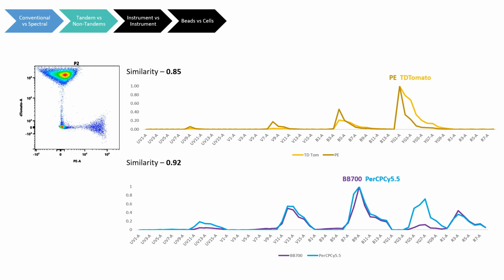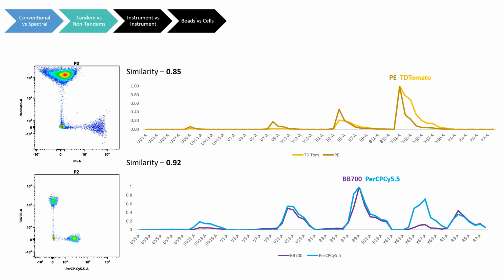Here is BB700 and Percy-PSI 5.5 normalized signatures. Again, two signatures that peak in the same channel and share a similarity of 0.92. However, there is enough difference in their signatures, particularly in the yellow-green region, that when I'm mixing them, the spread is much less. You will also notice that there is a distinct brightness-related difference here. The Percy-PSI 5.5 and BB700 are dimmer than the PE and TD tomato. This absolutely contributes to less spillover spread after unmixing. Combine this with a lack of co-expression and you have the beginnings of some good panel design techniques.